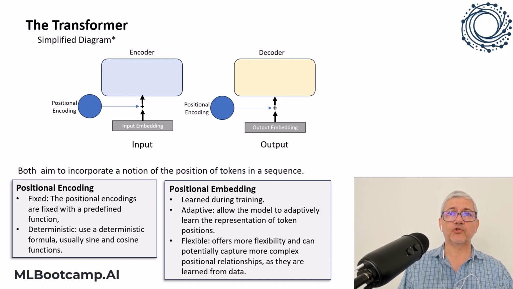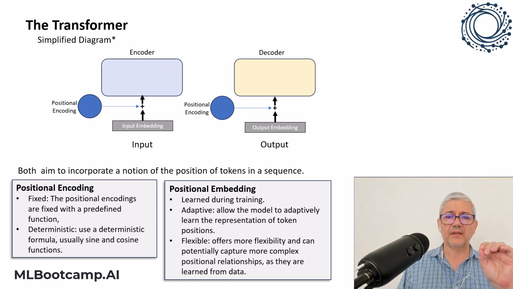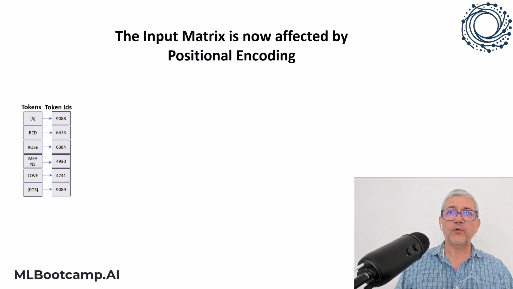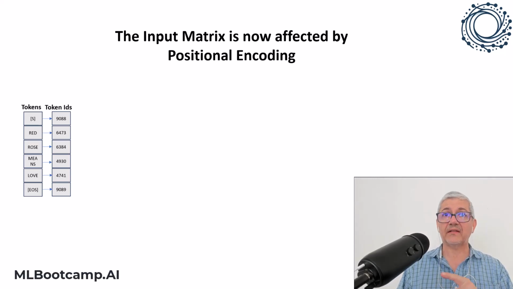But then we have the positional embedding. In the case of the positional embedding, the position is learned through training. It is adaptive because it allows the model to adaptively learn the representation of token positions. And it's flexible because it can potentially capture more complex positional relationships learned from the data. Most transformer models use positional embedding. Whether we use positional encoding or positional embedding, the next step is to add this positional information to the input embeddings.